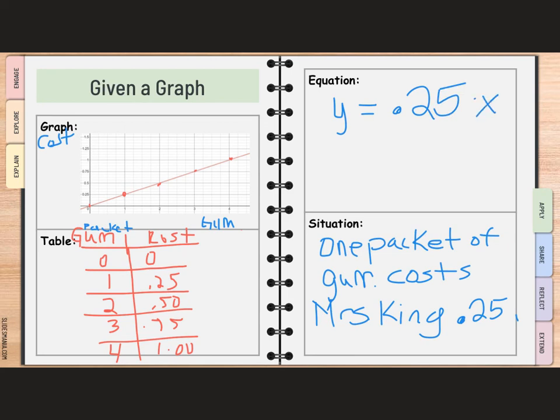So I want you to understand that your unit rate or your constant rate here can be a number less than $1. We do have things in the stores that we buy that are less than $1, especially like when you're buying things that are 4 for $1. Well, that unit rate is 25 cents. So if I give you a graph, I need you to read your graph, read your X and your Y axis, generate a table that matches that situation, and write about the situation in a sentence. Tell me what this graph is describing, okay? And of course, give me the equation.